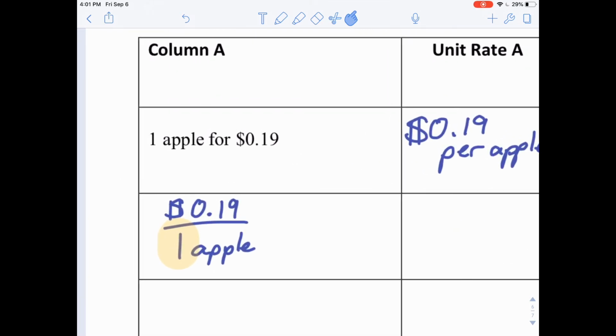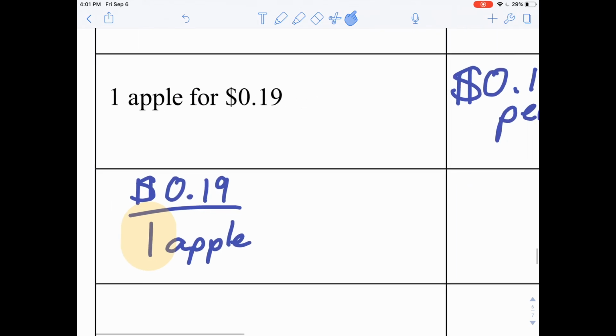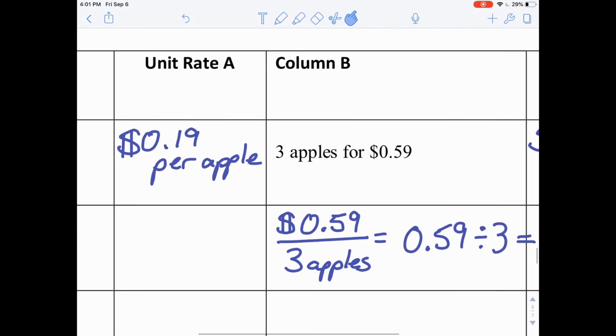So in column A here, we would write our 19 cents per one apple. And since we already have 1 in our denominator, we are done with our work. We have our unit rate. Our unit rate is 19 cents per apple. Now for the harder part.